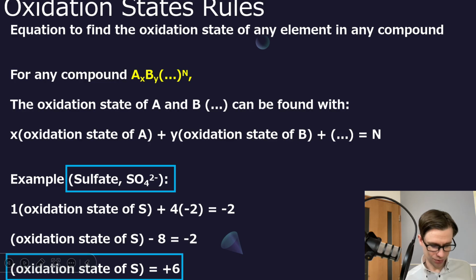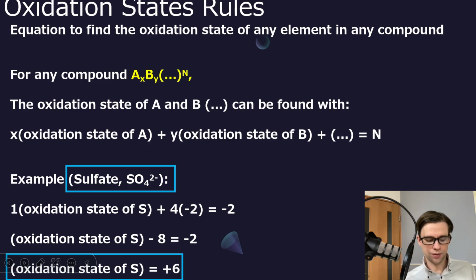So let's look at an example. Sulfate, SO4 2-. You can split the S and the O. So S has a subscript of 1. There's just 1, so 1 times the oxidation state of S. We're going to solve for that because it's not as clear. It's not part of the rules.